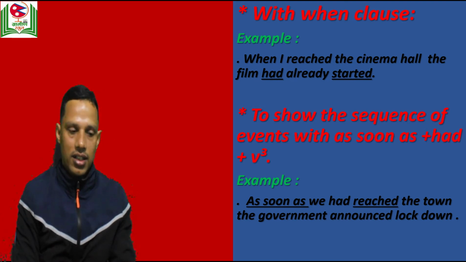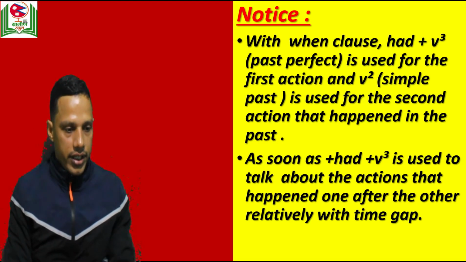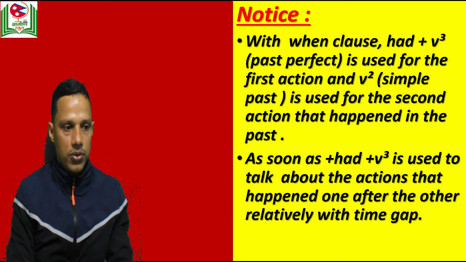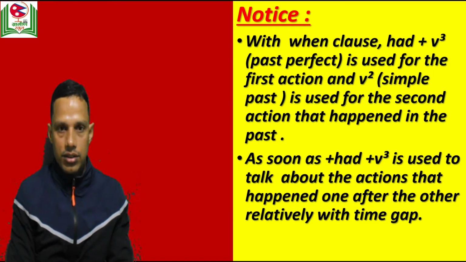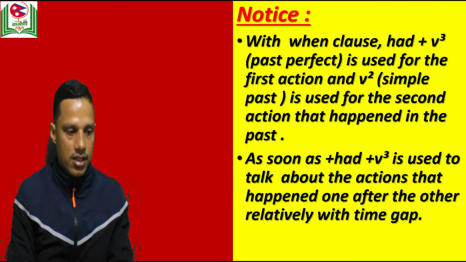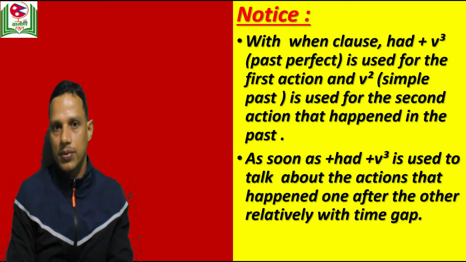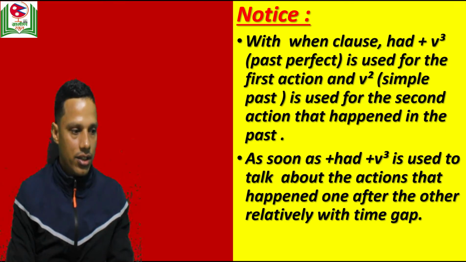Yes, I hope you got some ideas from this. Regarding this tense, you have to keep some things in mind. With a when clause, had plus verb 3, or past perfect, is used for the first action, and verb 2 is used for the second action. We have already discussed this. And the next point you should consider: as soon as plus past perfect, or had plus verb 3, is used to talk about actions that happened one after the other, relatively with a time gap. So these are the things you should notice.